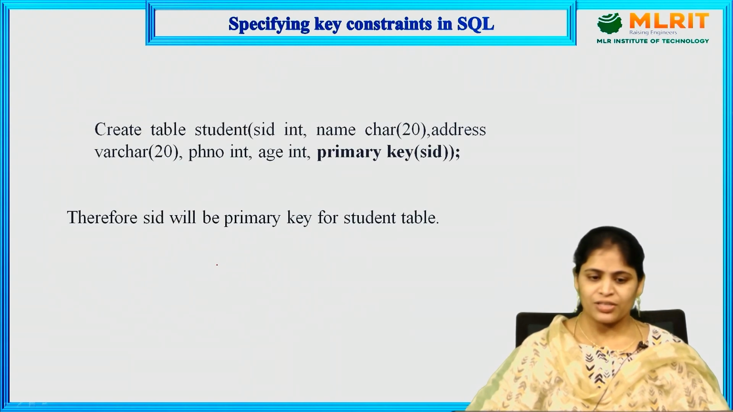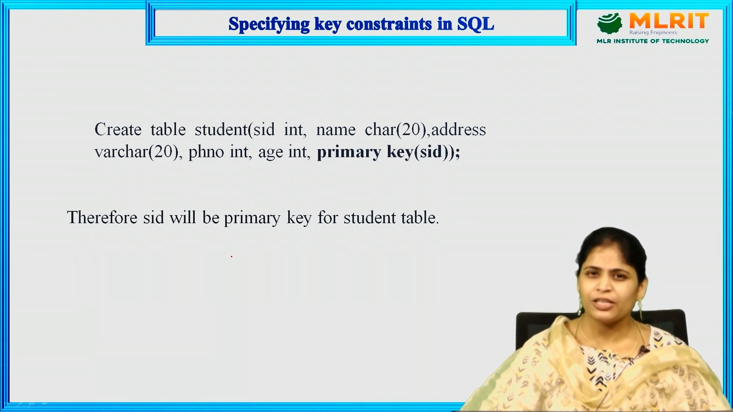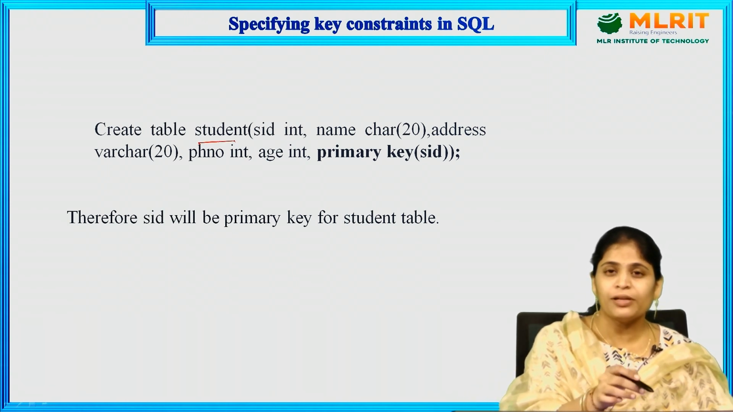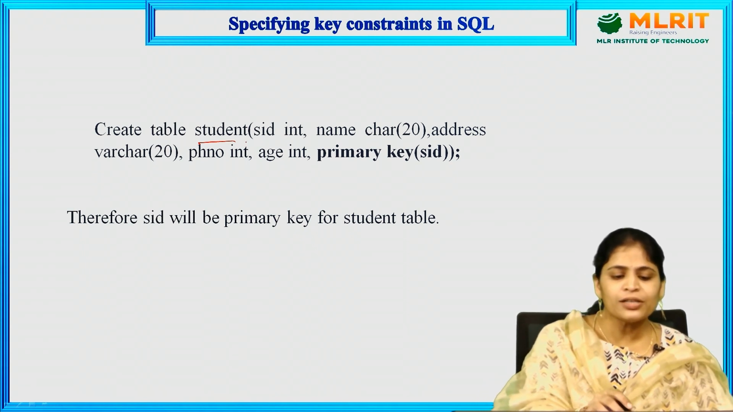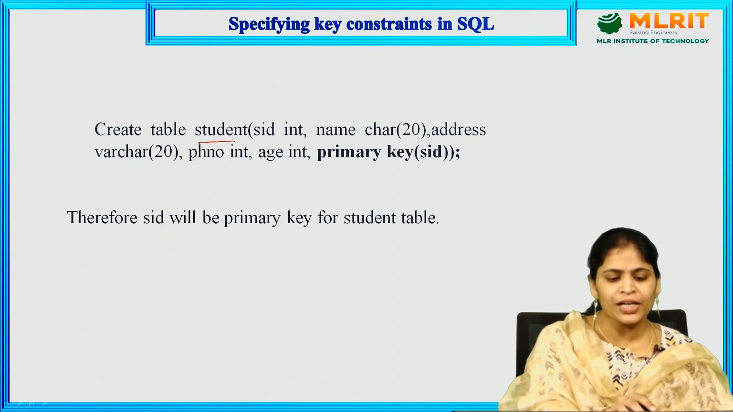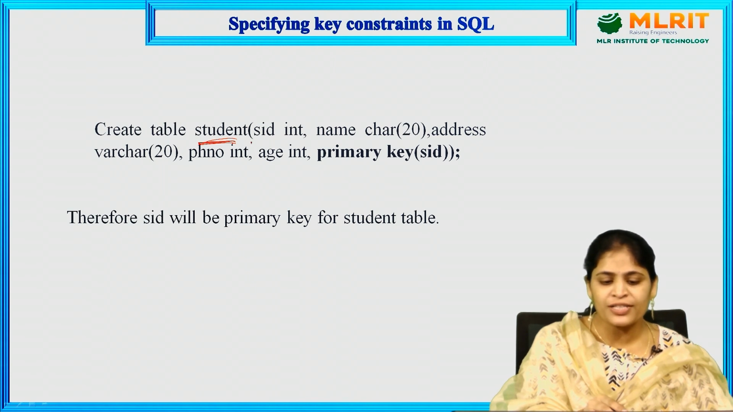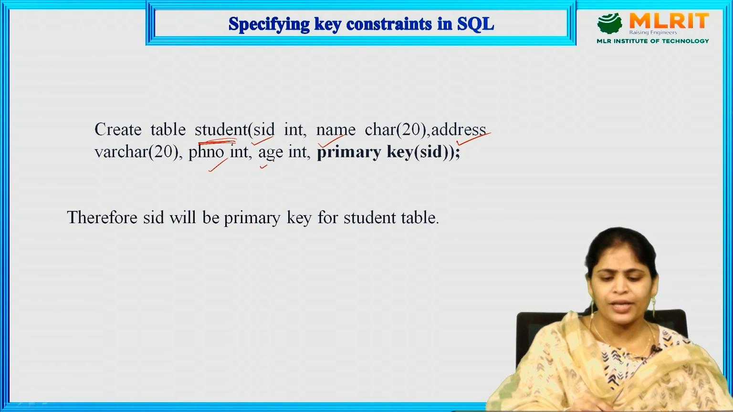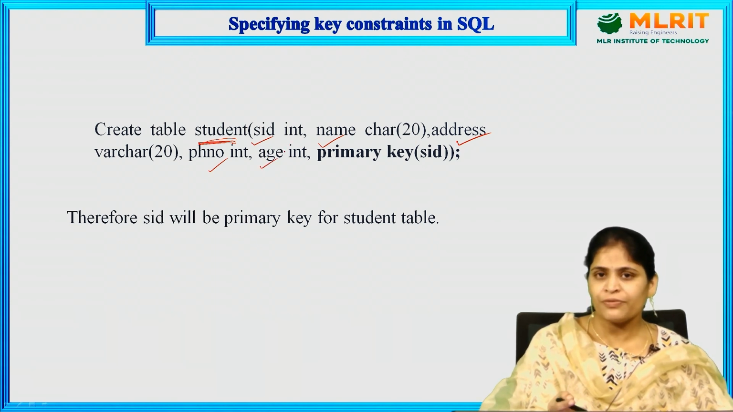So key constraints. How can we specify these key constraints, especially primary key and foreign key constraints, by using SQL? In this example, let us consider the student table. In that student table, we are considering SID as a primary key. So here, create table student, that is the table name, which consists of attributes. What are the attributes? SID, name, address, phone number, age. These are 5 different attributes, with the data types that we are going to discuss.